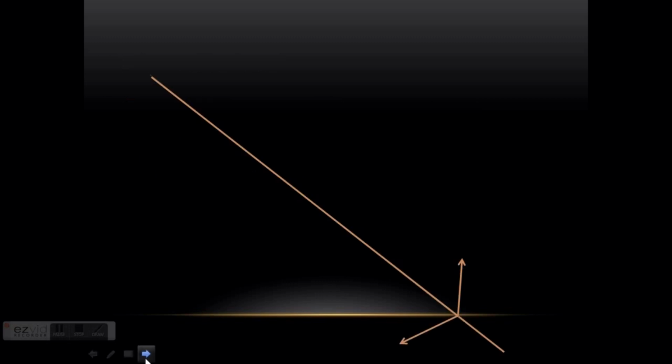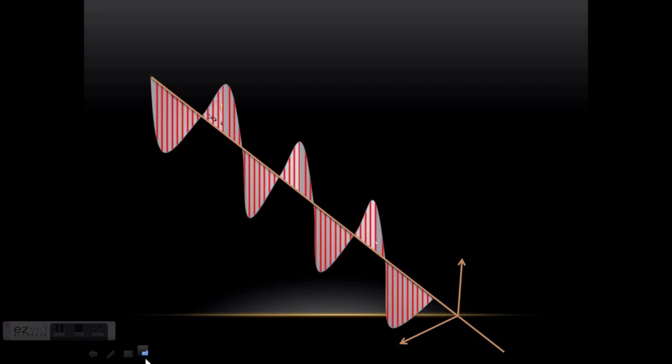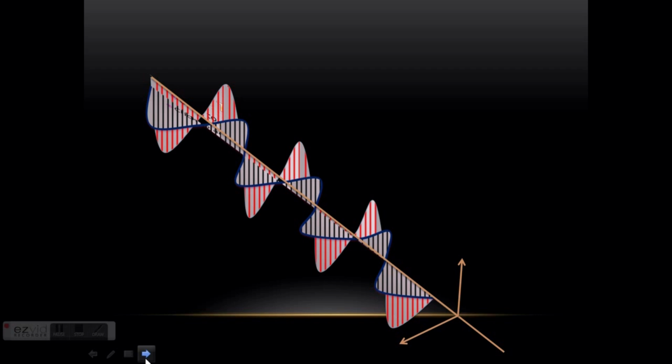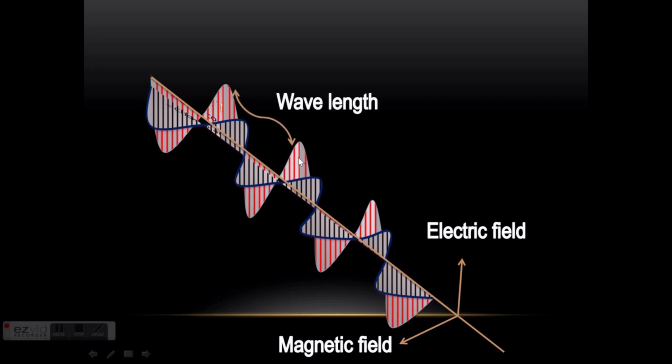A vibrating electric charge creates a change in electric field, and the changing electric field creates a change in the magnetic field. We observe that the electric field and magnetic field are both perpendicular, and this red color wave is the electric field and this is the magnetic field. The distance between the two peaks of the waves is known as wavelength.